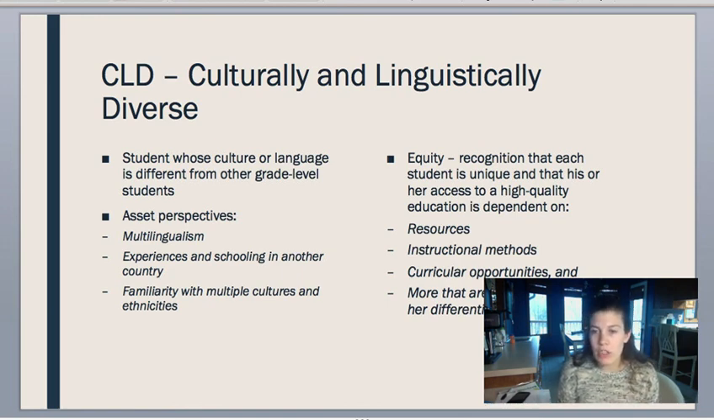Also within this is equity, which is the recognition that each student is unique and that his or her access to a high quality education is dependent upon 4 things: the resources, instructional methods, curricular opportunities, and more that are responsive to his or her different assets or needs.